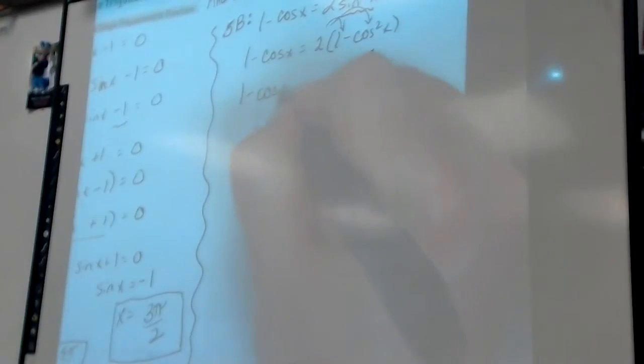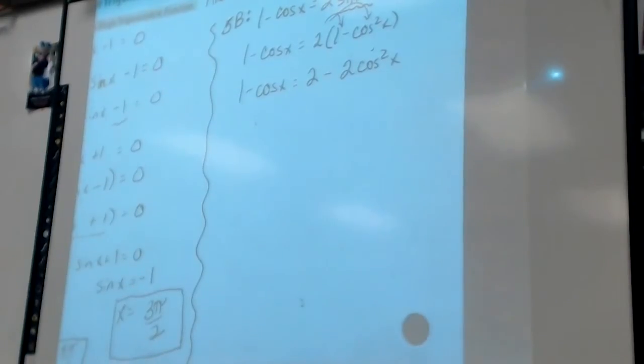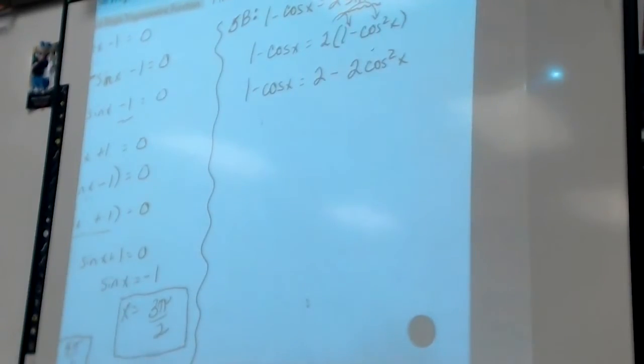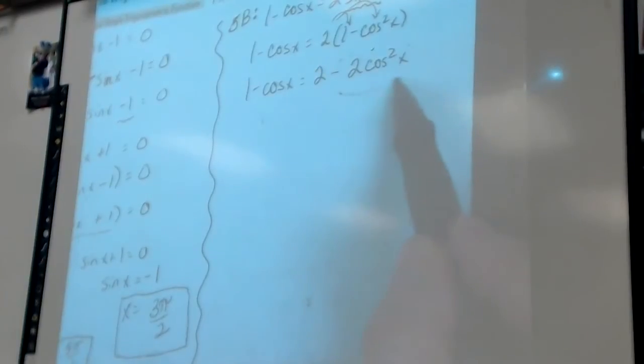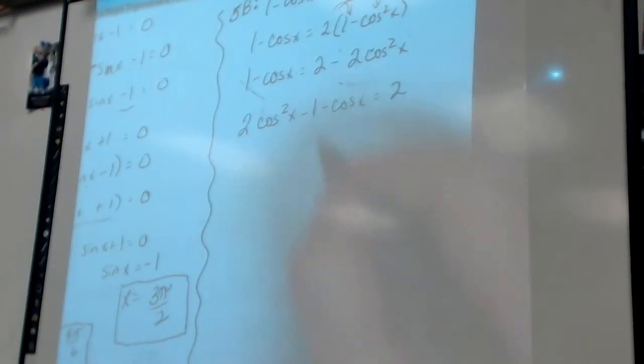1 minus cosine x equals 2 minus 2 cosine squared x. Okay, now we want to move to the other side. Our cosine squared is negative, so it would make sense to move it over here. So we would have, I'm just going to do this one step at a time, 2 cosine squared x minus 1 minus cosine x equals 2. I mean plus 1, sorry, thank you.